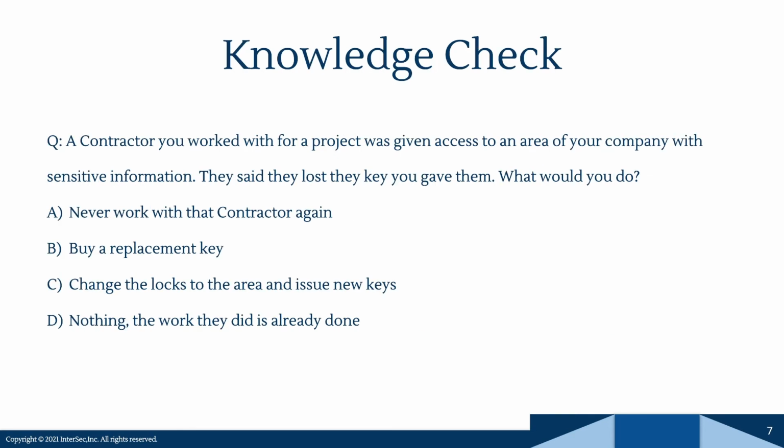Now that we've talked a little bit about physical protection and the first practice, let's go ahead and do a little knowledge check to see where your understanding is of it. A contractor you worked with for a project was given access to an area of your company that has sensitive information. They said they lost the key you gave them. What would you do? Take a look at the options and answer it before I go ahead and give you the answer. That's right. You would change the locks to the area and issue new keys.